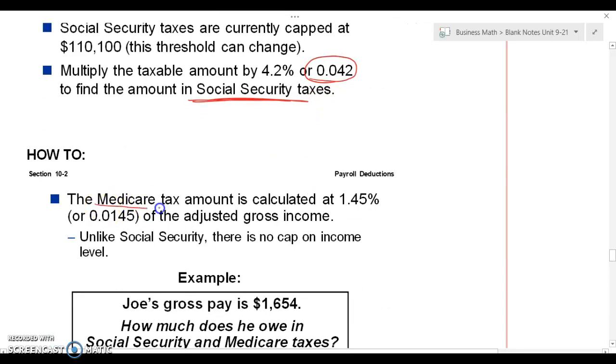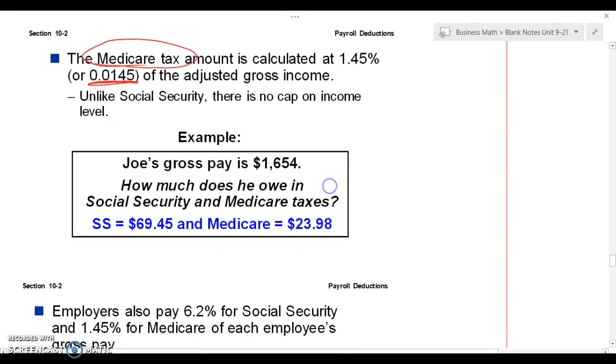Medicare, this is very important as well. Another rate we must remember is 1.45%, or is the decimal, which we will use, 0.0145. Here's an example for you. If Joe makes $1,654, how do you find out the Medicare or the Social Security? You're going to multiply it by the percents.